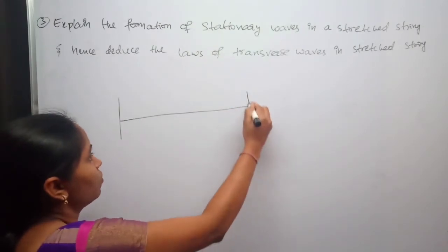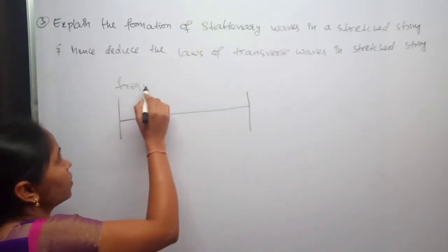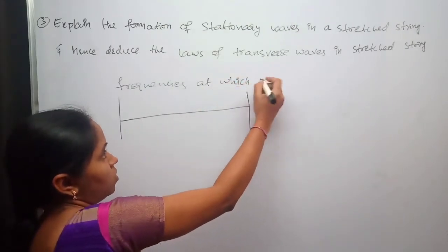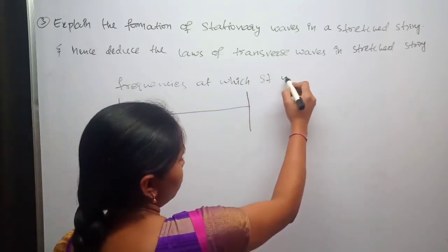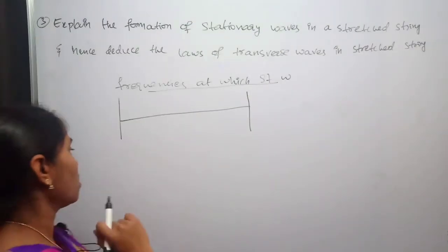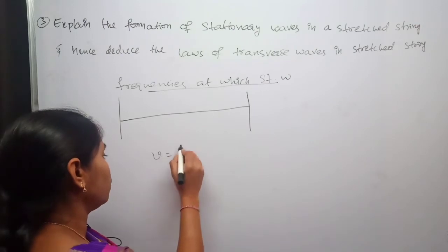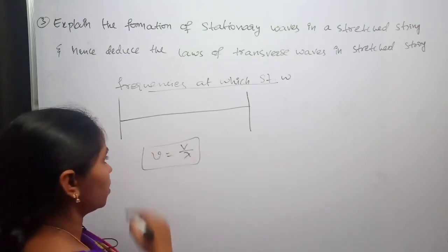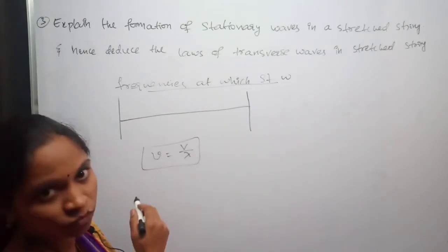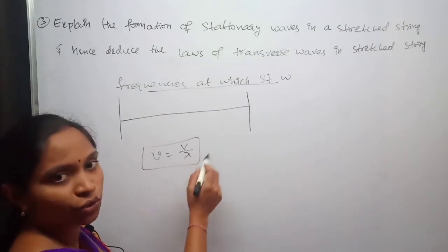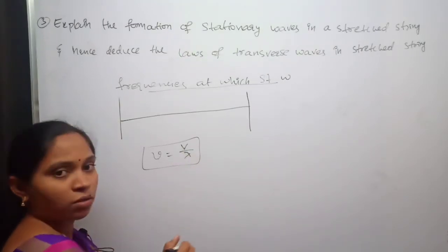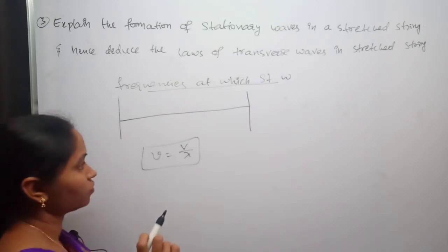Frequencies at which stationary waves are formed in a stretched string. We know that frequency nu is equal to v by lambda for any medium. Depending on the velocity, frequency will be equal to v by lambda. The frequency of the wave in any medium will be equal to v by lambda. The frequencies will always depend on the velocity of a wave in a medium.